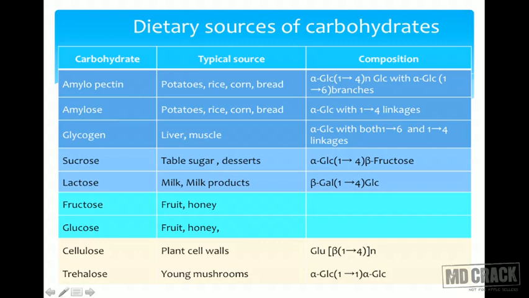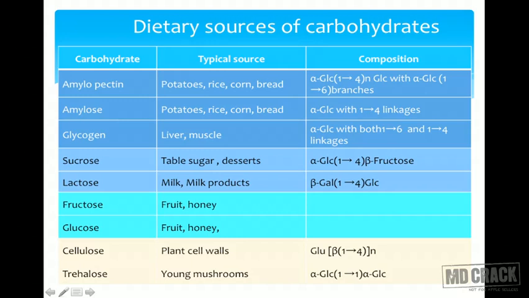Glycogen, do you take it in your diet? Yes, even though it is present in your liver and muscle, if you are a non-vegetarian, definitely glycogen is going to be a part of your diet. It is present in the liver and the muscle. So glycogen is also a part of your diet. It is again made up of alpha glucose with both 1,6 and 1,4 linkages.